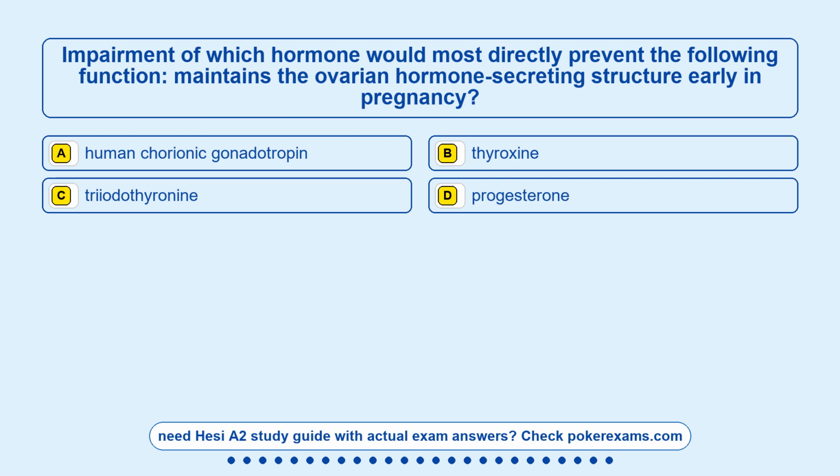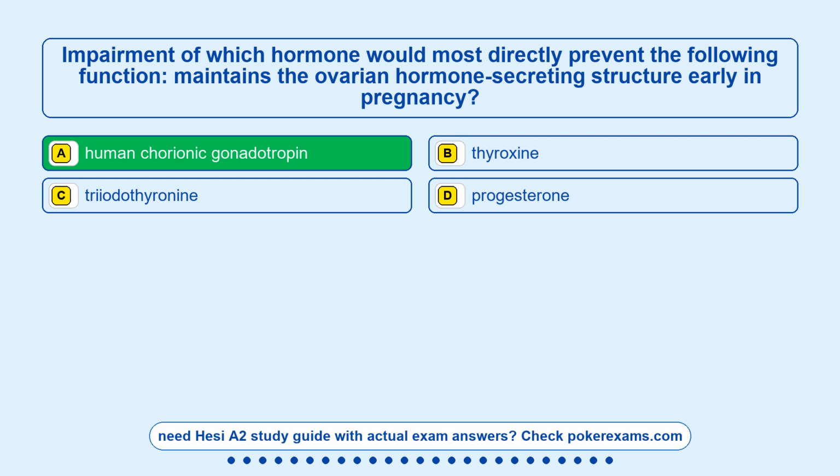Question 24. Impairment of which hormone would most directly prevent the following function? Maintains the ovarian hormone secreting structure early in pregnancy? Option A, human chorionic gonadotropin. Option B, thyroxine. Option C, triiodothyronine. Option D, progesterone. The correct answer is option A, human chorionic gonadotropin.